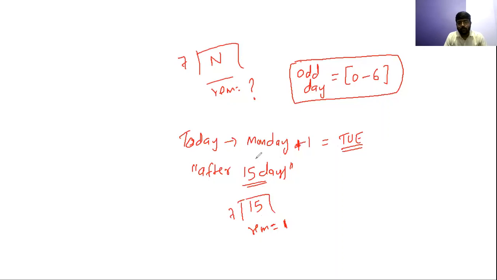If the number of days has been given to you and you need to find what day it will be after that many days, just divide it by 7, get the remainder, add the remainder to the given day, and you will get the answer. Okay, let's take another example.